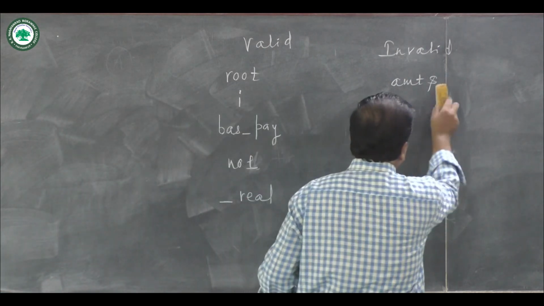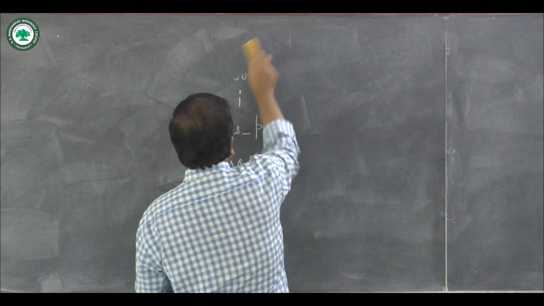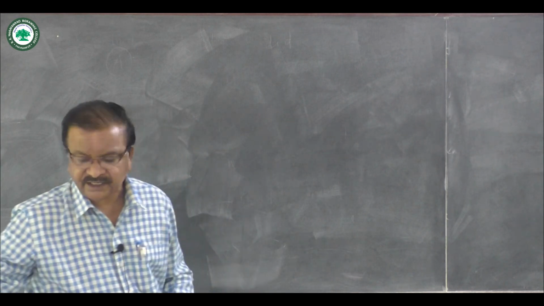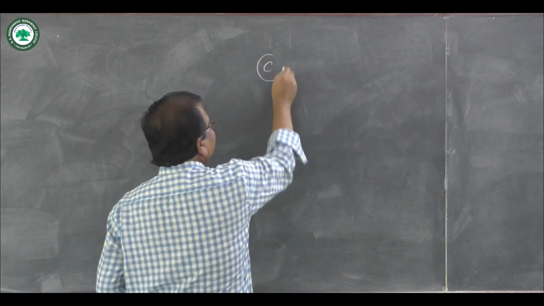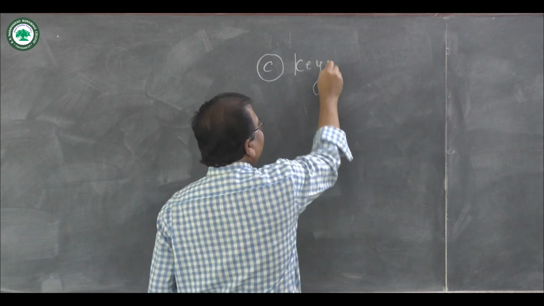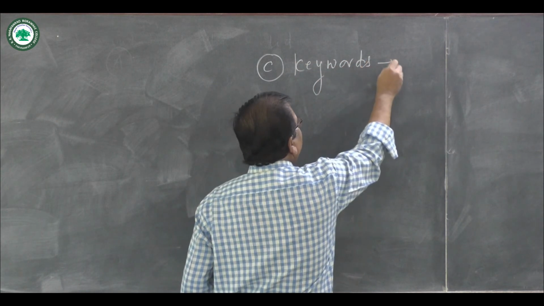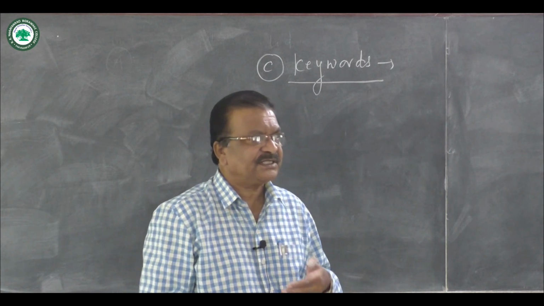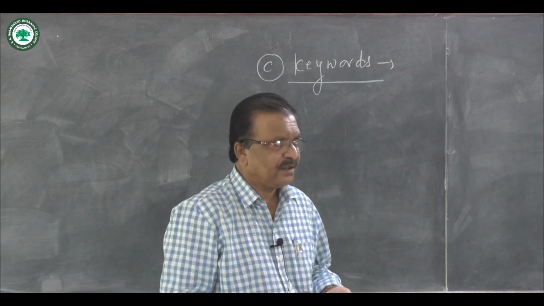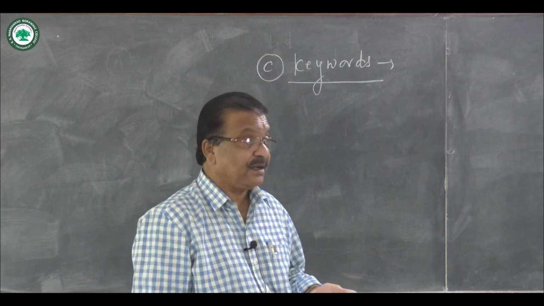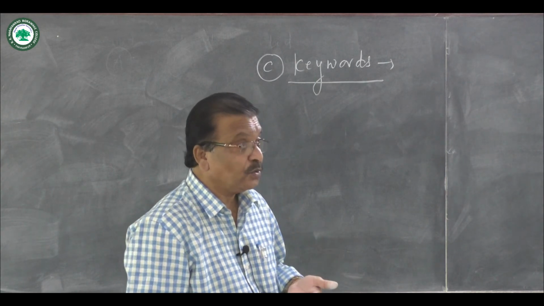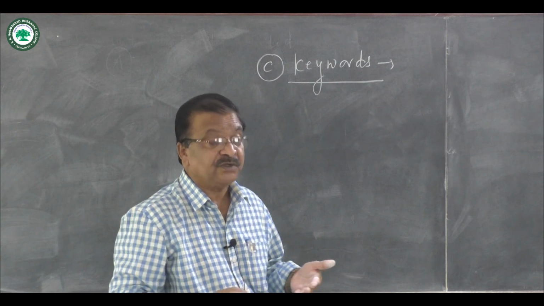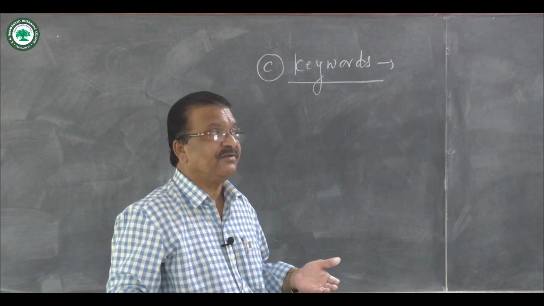So after seeing these rules of constructing valid variable names or identifiers, we'll go to the next article, namely C keywords. There are certain reserved words which have a standard predefined meaning in C, whose meaning is already known to the compiler. They must be used only for their intended purposes. They cannot be used as user defined identifiers.